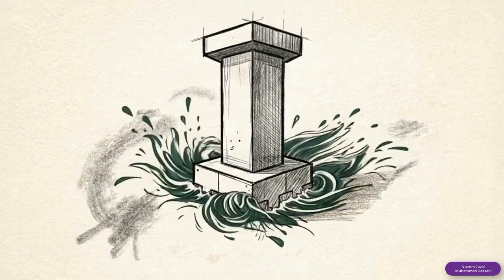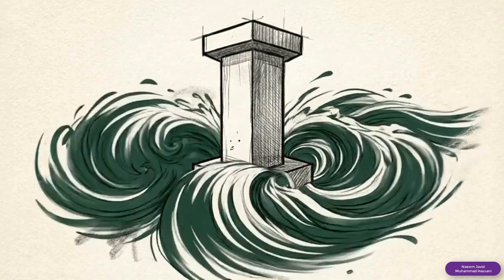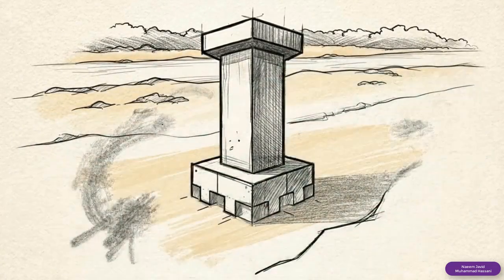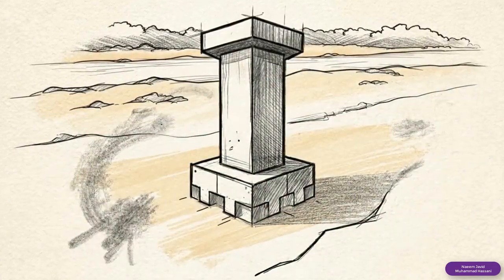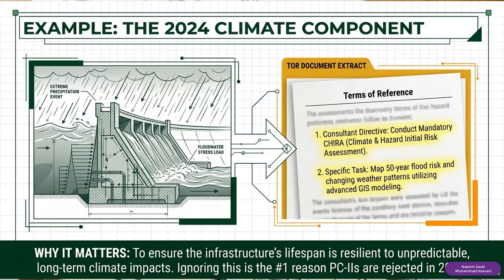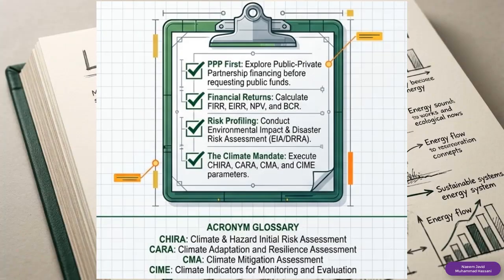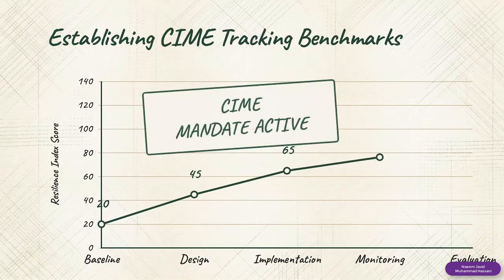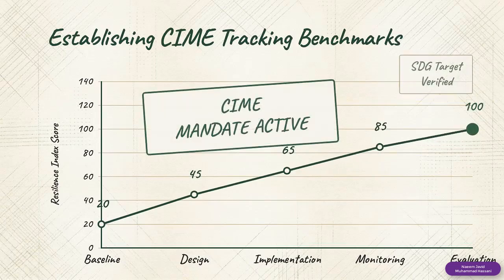The 2024 manual introduces a non-negotiable climate-proofing mandate. Feasibility studies must now plan for extreme weather events from the earliest stage of preparation. You are required to include a Climate and Hazard Initial Risk Assessment, or CHIRA, in the study scope. The TORs must also specify a Climate Adaptation and Resilience Assessment to address long-term environmental impacts. Additionally, you must establish specific climate indicators for monitoring and evaluation throughout the study.